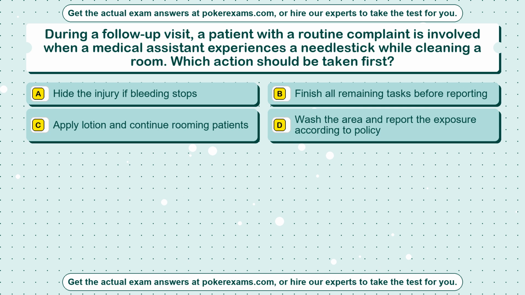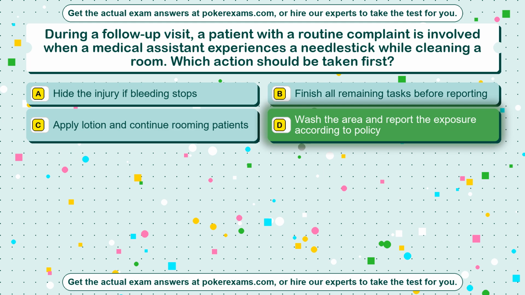Question 98. During a follow-up visit, a patient with a routine complaint is involved when a medical assistant experiences a needle stick while cleaning a room. Which action should be taken first? Option A. Hide the injury if bleeding stops. Option B. Finish all remaining tasks before reporting. Option C. Apply lotion and continue rooming patients. Option D. Wash the area and report the exposure according to policy. The correct answer is option D.